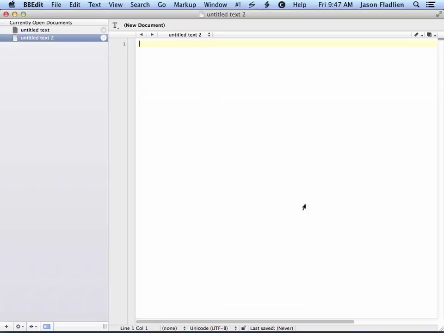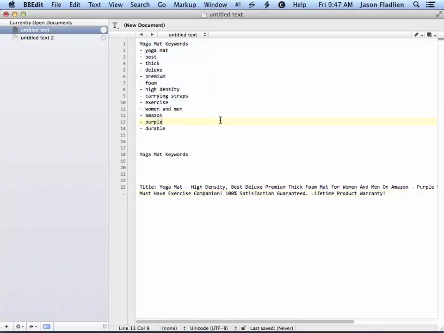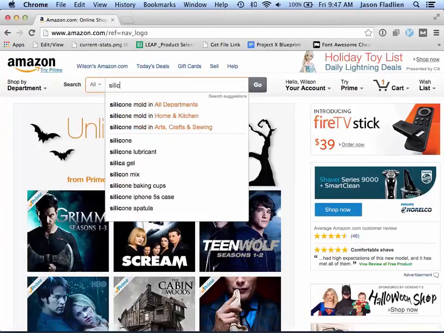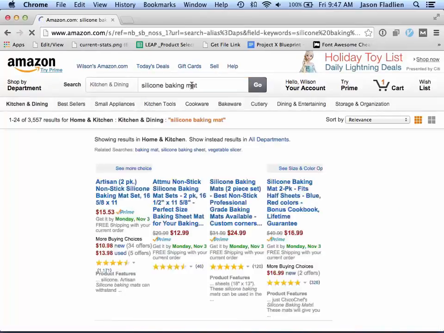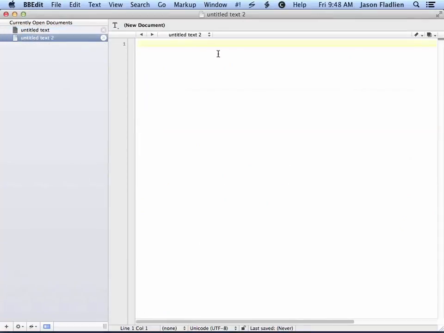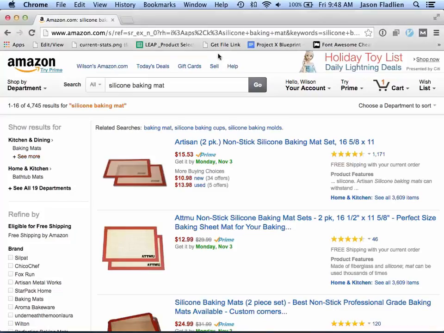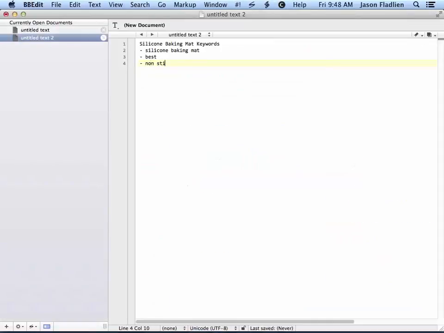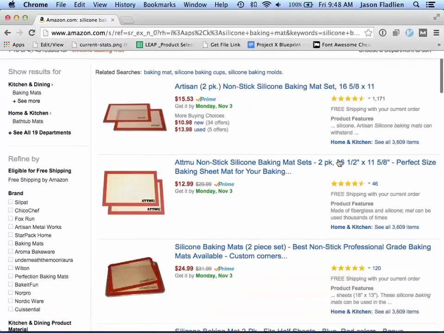Let's do one more. Okay, so we just did yoga keywords, but just so we've got the process down, let's take one more whack at it. Let's do a different product. Let's do a silicone baking mat. So the process is the same. We start with silicone baking mat keywords. The obvious one is silicone baking mat, and then best. Those are two I always use. And non-stick seems to be a keyword here. If I had more than one, I would use the word set, because this one's like a 2-pack, for example.